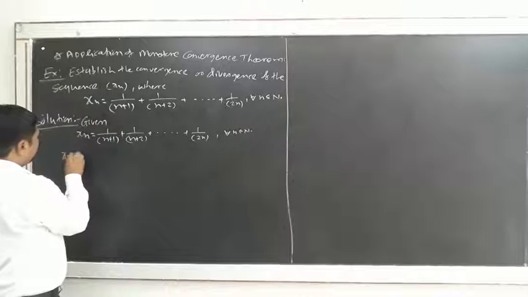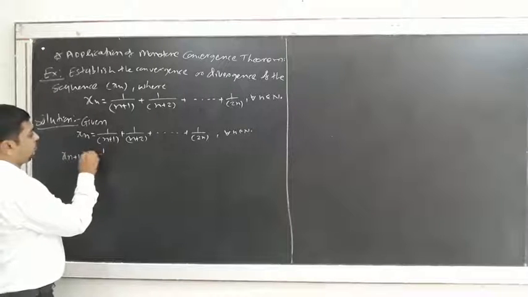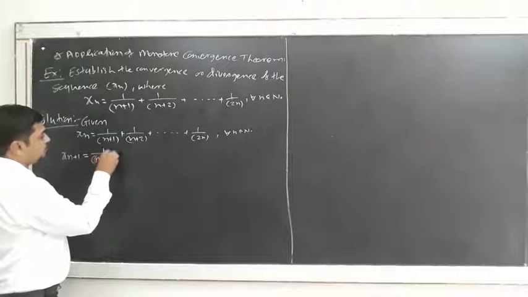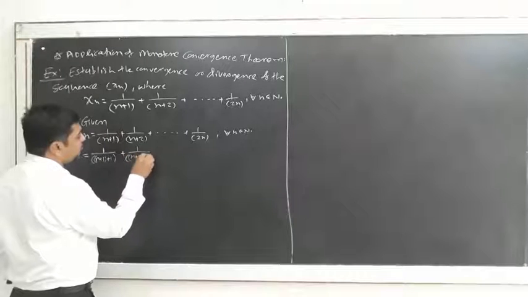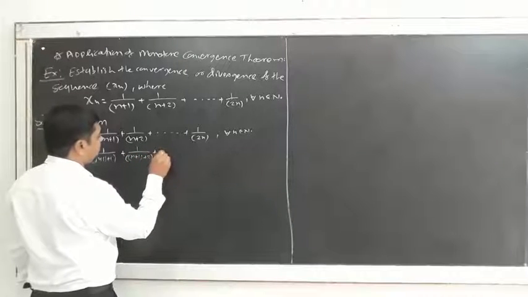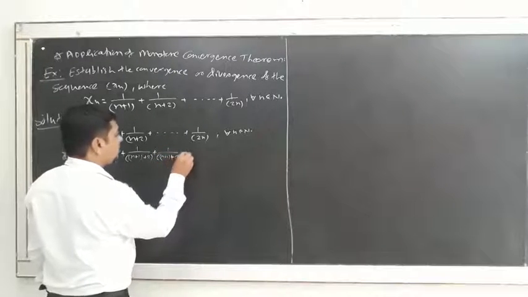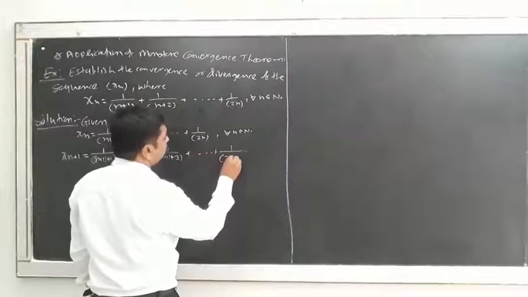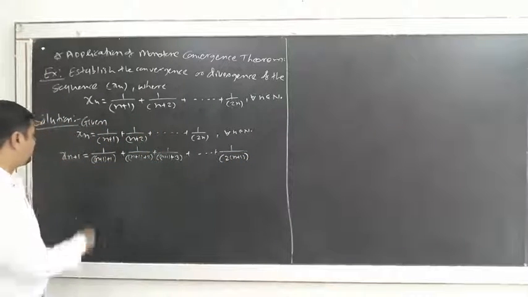So can you write xn plus 1? Just replace this n by n plus 1. So what are we getting? 1 upon n plus 1 plus 1, plus 1 upon n plus 1 plus 2, and like this you can write 1 upon n plus 1 plus 3 and dot dot dot, up to 1 upon 2n plus 1. This again holds for all n belonging to the natural numbers.